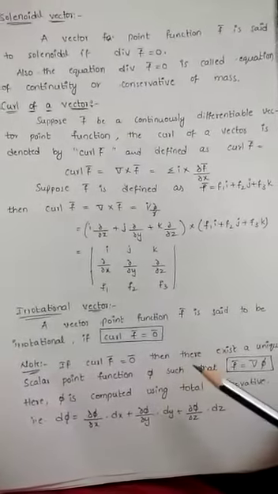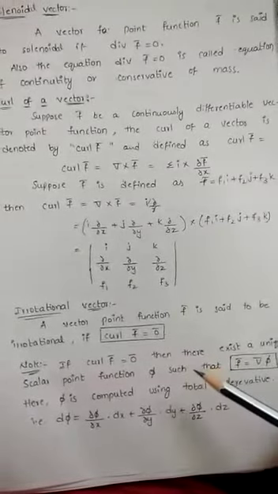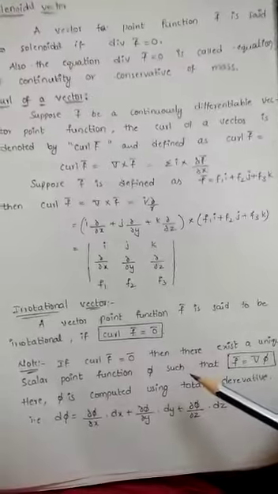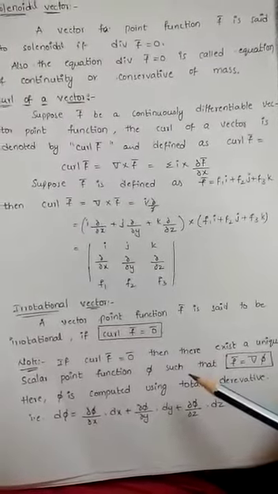The problem is very important for 5 marks. They can ask: show that the given vector point function f bar is irrotational. Also find the scalar potential function phi.